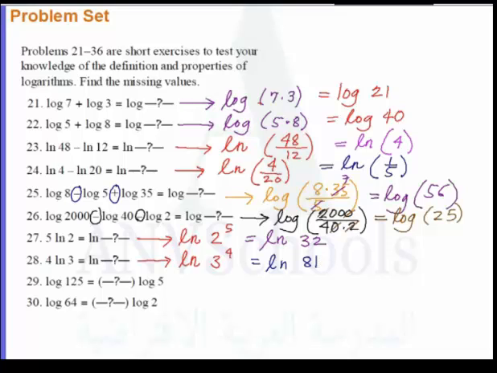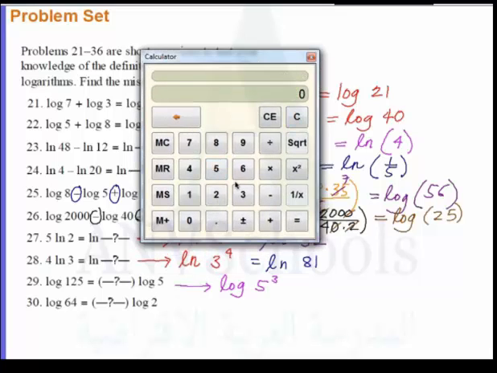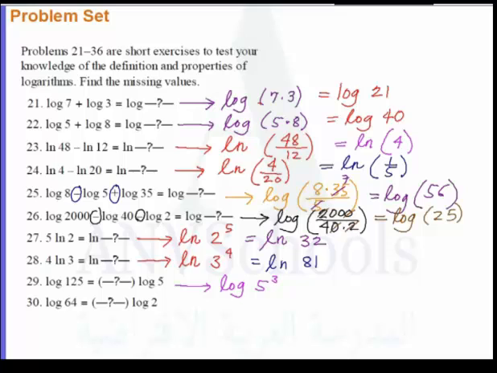Number 29. Log 125 is equal to blank log 5. Okay, this is also a power function, but it's kind of tricky. So your log 125 could also be expressed as log of 5 raised to 3. Am I correct? 5 times 5, 25. Now, to be sure, let us use the calculator. 5 times 5 times 5, that's equal to 125. Therefore, 5 raised to 3. And of course, since this is a power rule, just place this 3 here, transfer it in front of the log. So that will give me 3 log 5, right?